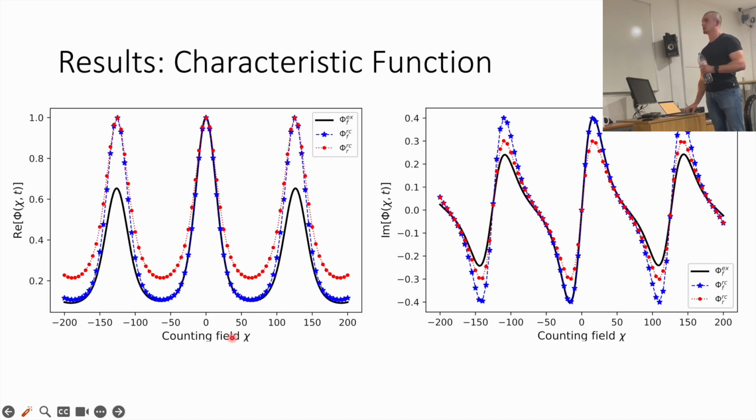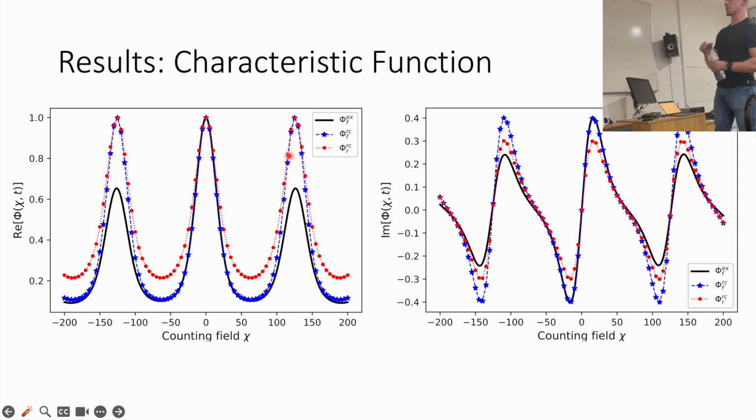So here's the real and imaginary parts of the characteristic function as a function of the counting field or counting parameter. So there's 2 things we need to ask, right? Do the black and blue lines agree? If they do, then the master equation's doing what it should do. And then after that, we say, well, what's the difference between the blue and red? Because those are our 2 different definitions of heat.